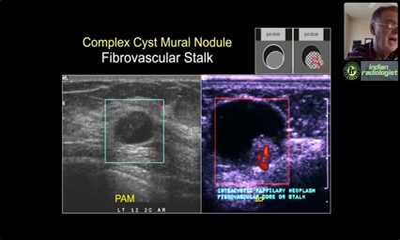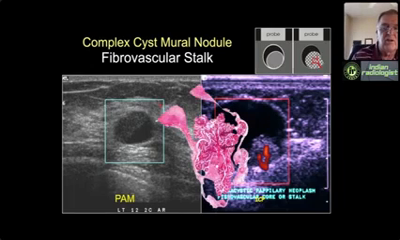So a positive Doppler is exceedingly helpful. A negative Doppler, not as useful. Why? Because papillomas often undergo spontaneous infarction and hyalinization. So if you've got an infarcted hyalinized papilloma, it won't show a vascular stalk.